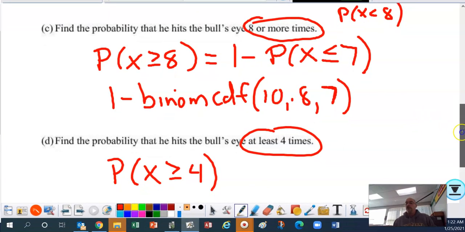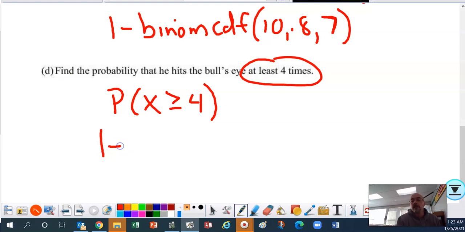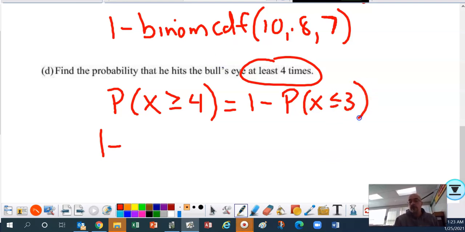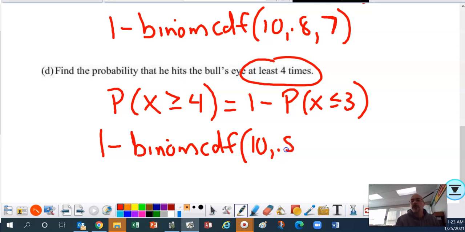So this one, again, would be 1 minus, so think about this. This would be 1 minus the probability of x is less than or equal to 3. At least 4 means 4 or more, so the complement is 3 or less. So that would be 1 minus binomial CDF, and then that would be 10, 0.8, 3. Okay, check it out with the calculator, see if you get the same answers. Okay, so if there's anything that you didn't quite get with that, go back, re-watch it.